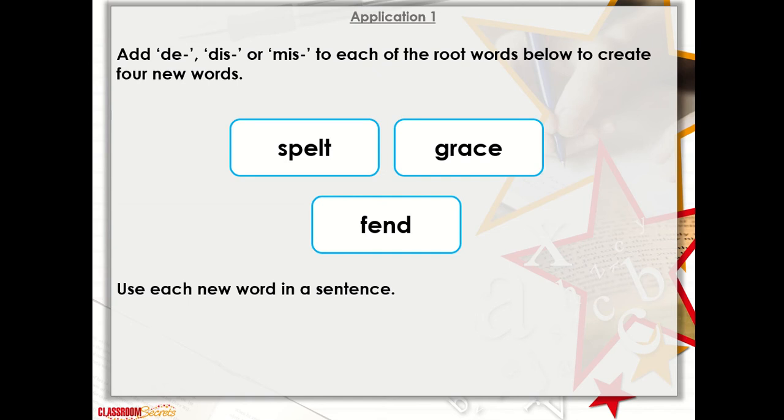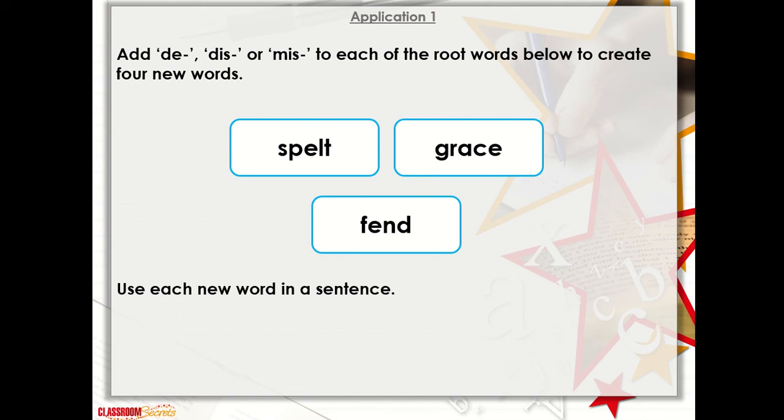And I've got to add d, dis or miss to each of those root words to create 4 new words. It says 4, but there are only 3. And then I've got to use each new word in a sentence. I wonder which prefix will fit at the beginning of each of these words. I'm going to try each one and see if they make sense. And if I'm not too sure, I'm going to use a dictionary just to check them.